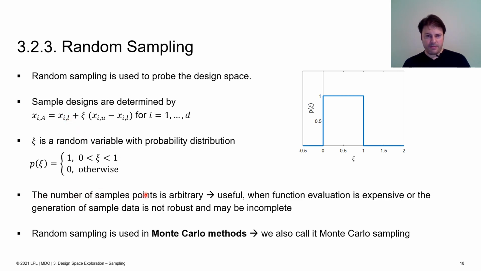So the number of sample points you choose can be arbitrary. You can choose 3, you can choose 100 or 1000. And this is particularly useful when your function evaluation is very expensive and you, for example, have a limited budget of computation time. Then you can just start computing your sample, and once you're out of your budget, you stop.